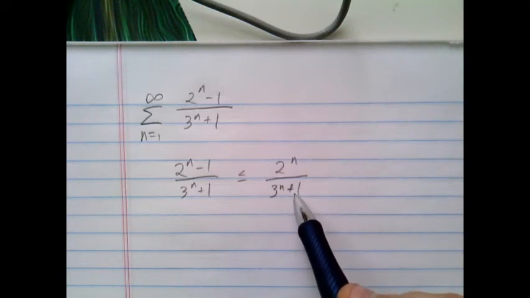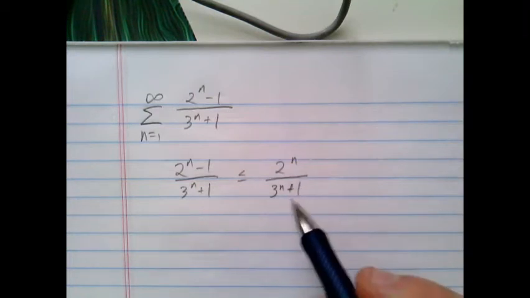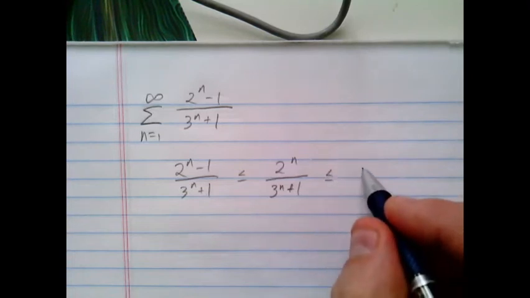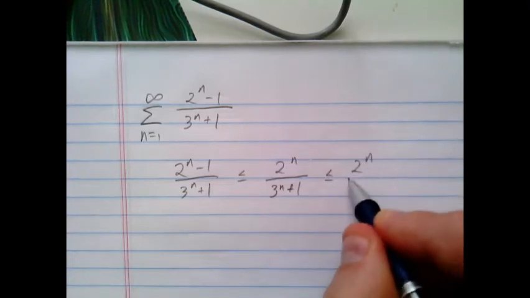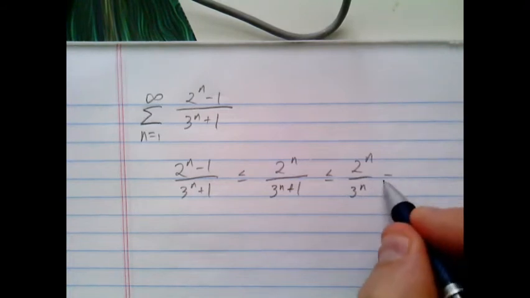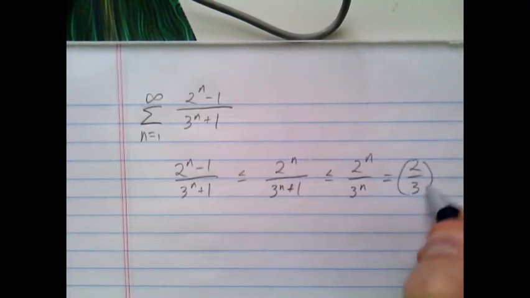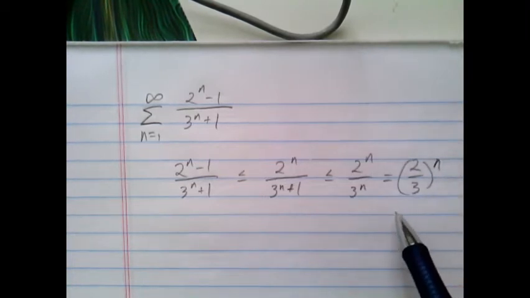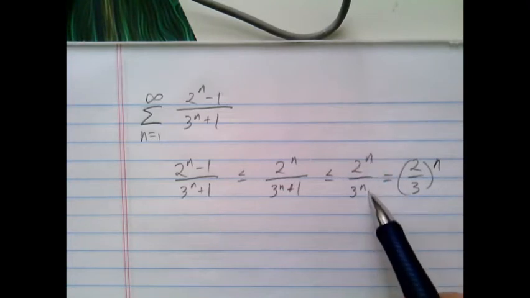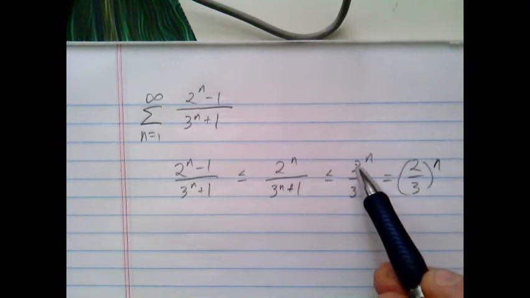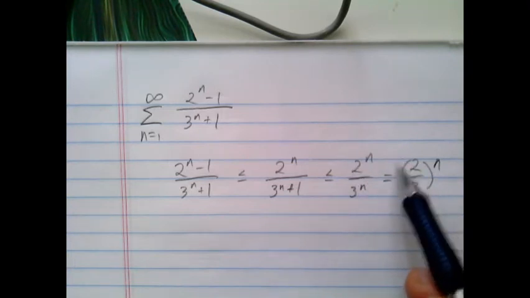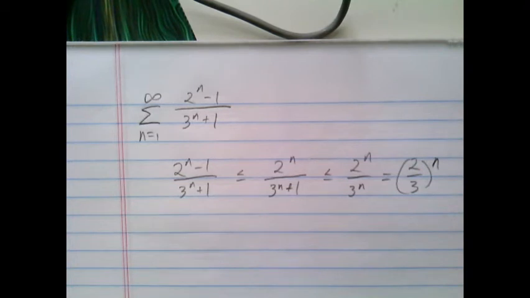Next, I'm going to drop this +1. Now dropping the +1 makes the denominator smaller, but making the denominator smaller also makes the fraction bigger. So this is less than or equal to 2 to the n over 3 to the n. And now I'm going to use the rule for exponents that says if you have something raised to a power divided by something else raised to the same power, you can take the first base and divide it by the second base and raise the whole thing to that power.